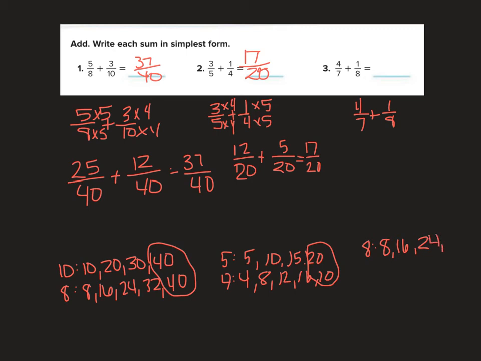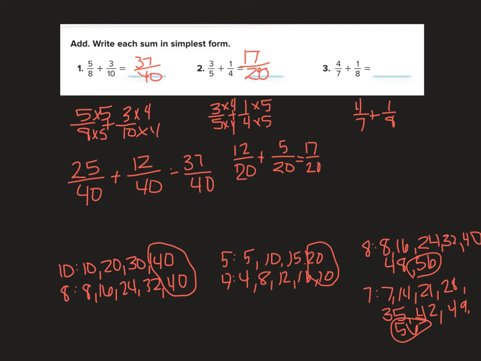24, 32, 40, 48, 56, yes. And I know that because it's 8 times 7. So this one doesn't intersect anywhere except for 8 times 7, which maybe you've noticed that. 14, 21, 28, 35, 42, 49, and 56. So 56 is where they intersect.